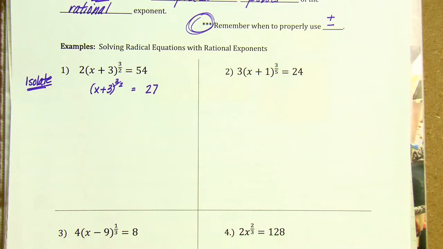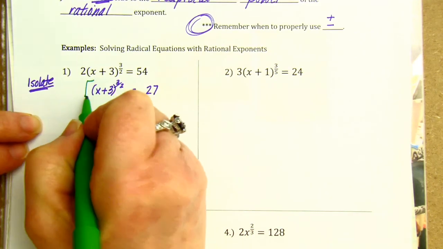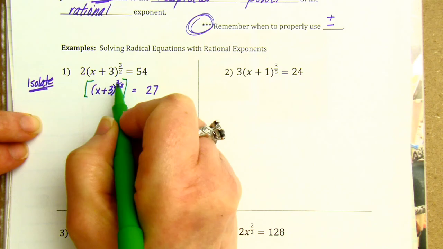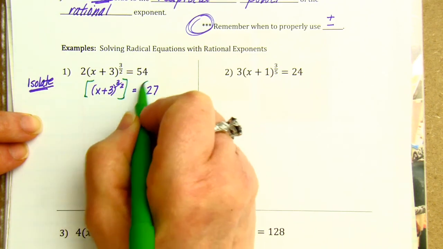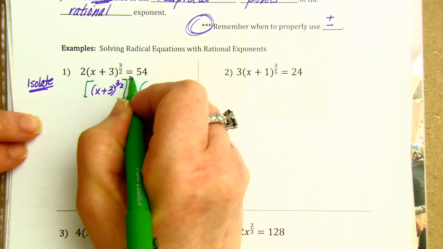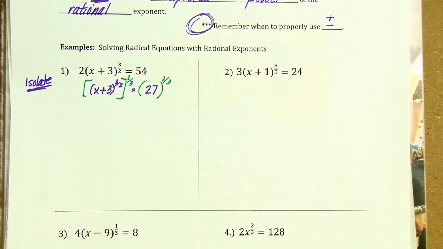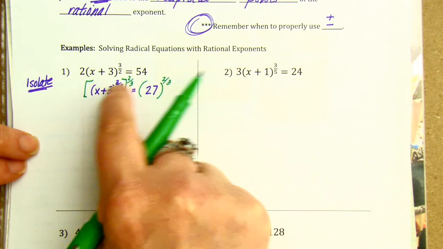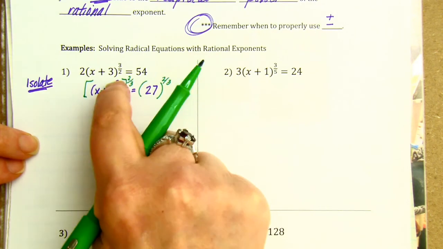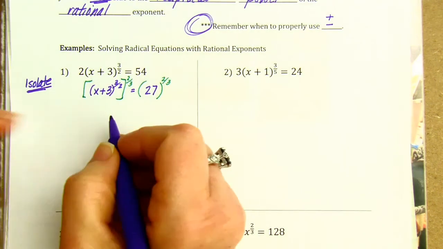Now, what we do with these problems is we're going to raise each side to the reciprocal of this power. Now, the flip of 3/2 is 2/3. Okay, my goal is to make this exponent become a 1. So if I multiply 3/2 by 2/3, I get 6/6, which is 1. Okay, so it drops out that radicand, if you will, for me.